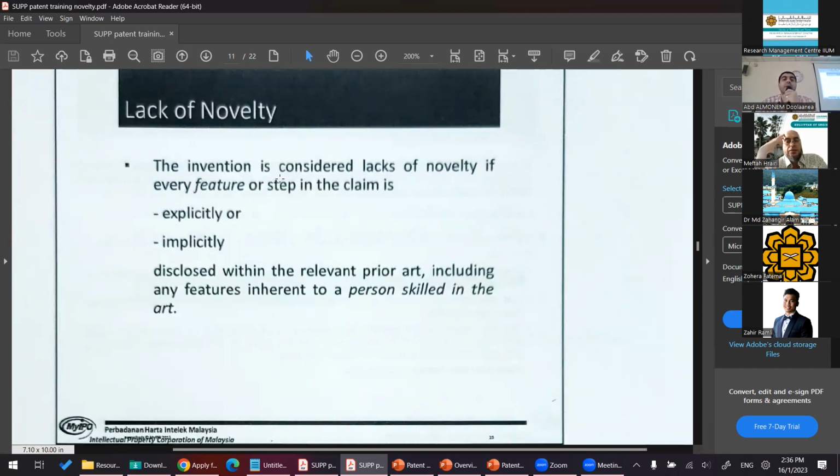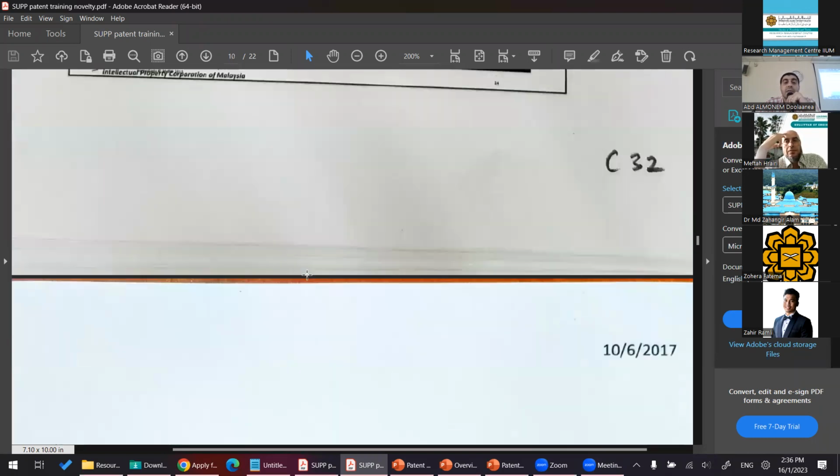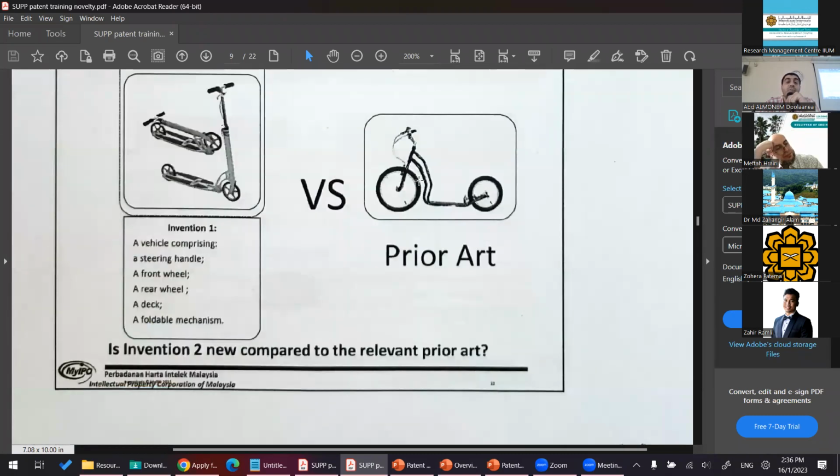So the invention is considered to lack novelty if every feature or step is explicitly or implicitly disclosed in the relevant prior art, including any feature inherent to a person skilled in the art. Feature is usually for a product, step mostly for a process. Here we compare with the picture only; we don't know what is written in the claim. Even if steering handle is not written in the claim for this prior art, it already appears in the picture. So it doesn't need to be explicit, maybe implicit. Here we can see that it implicitly has a steering handle, even though maybe in the claim they didn't write it, but it appears in the figure. And anyone skilled in the art in this field can know that this is a steering handle.